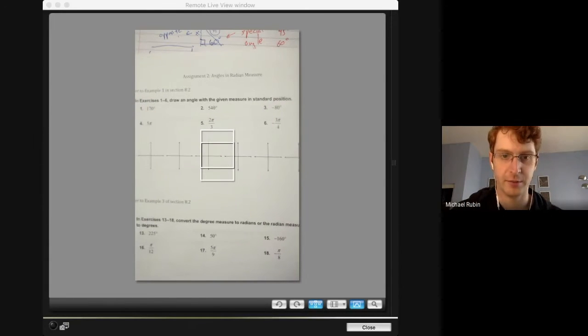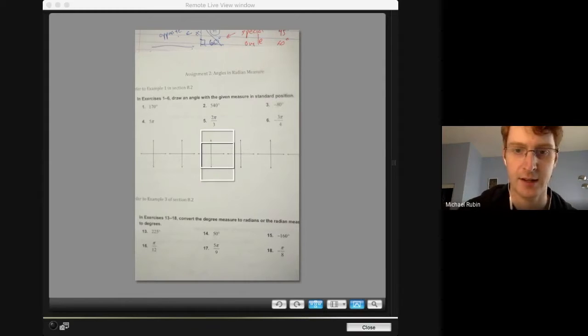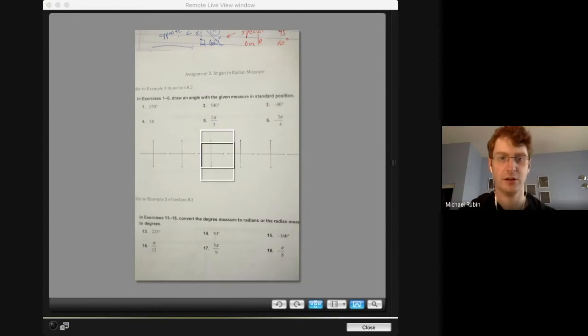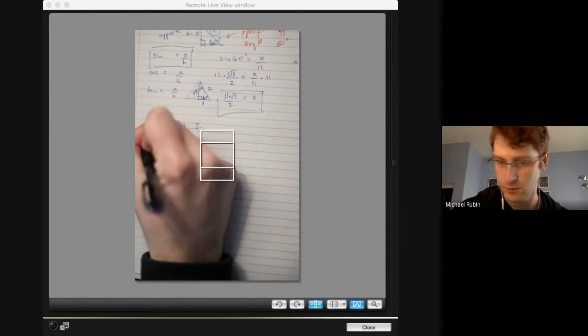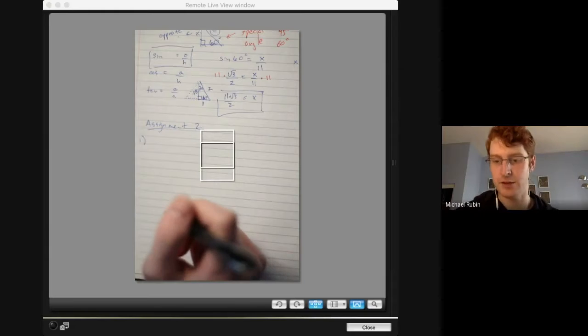I'm going to start with something maybe a little bit more simple, and then we can look at ones that are a little bit different. So let's start with problem number one. Draw an angle with the given measure in standard position.